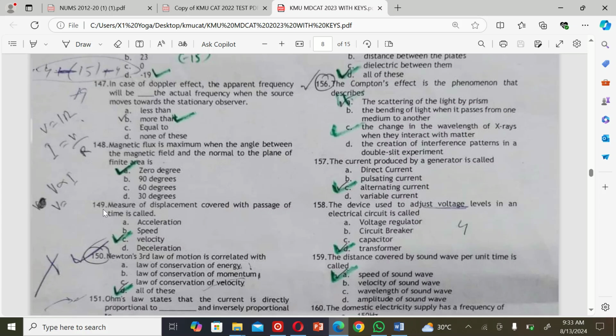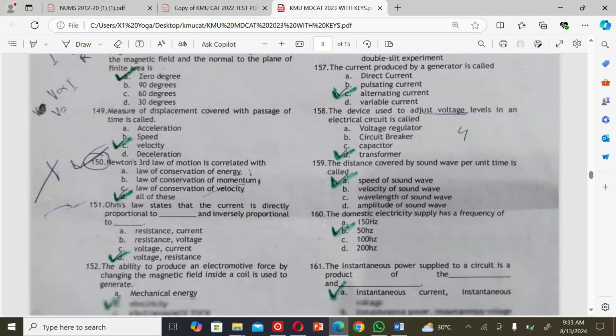The next MCQ is: the measure of displacement covered with passage of time is called A, acceleration; B, speed; C, velocity; and D, deceleration. So the correct option is C, velocity.